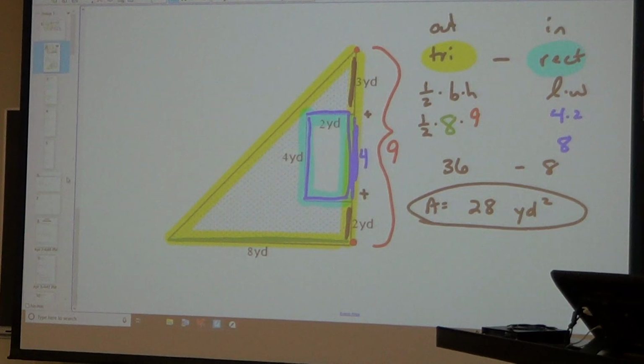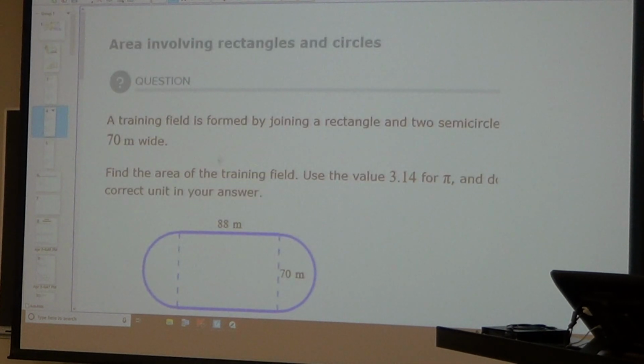Now, we're going to take this same concept for a minute. Same concept. And we're going to go to here. I'm staying with area. This is still area, okay?